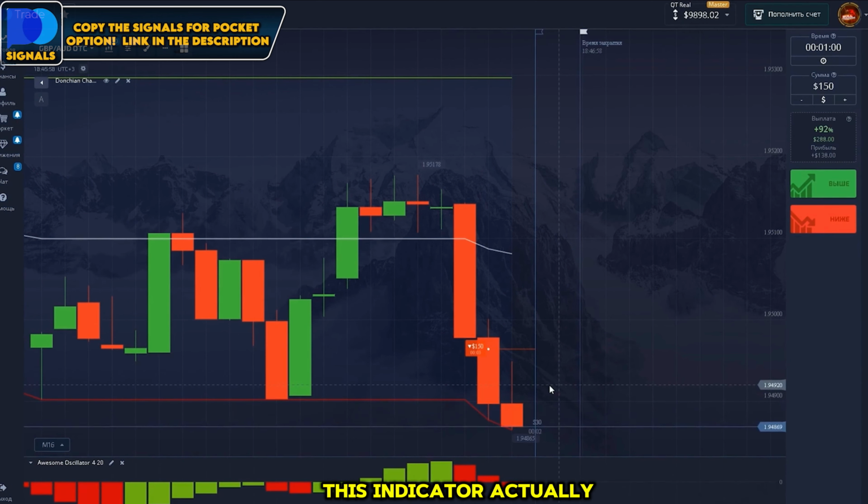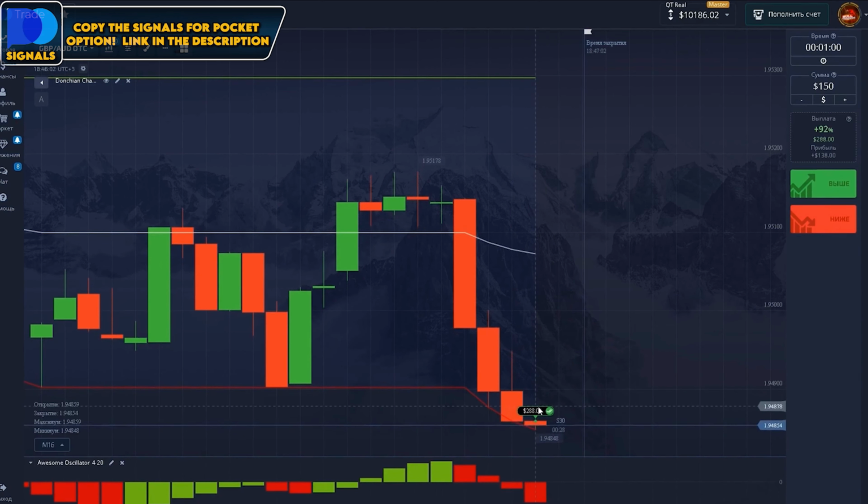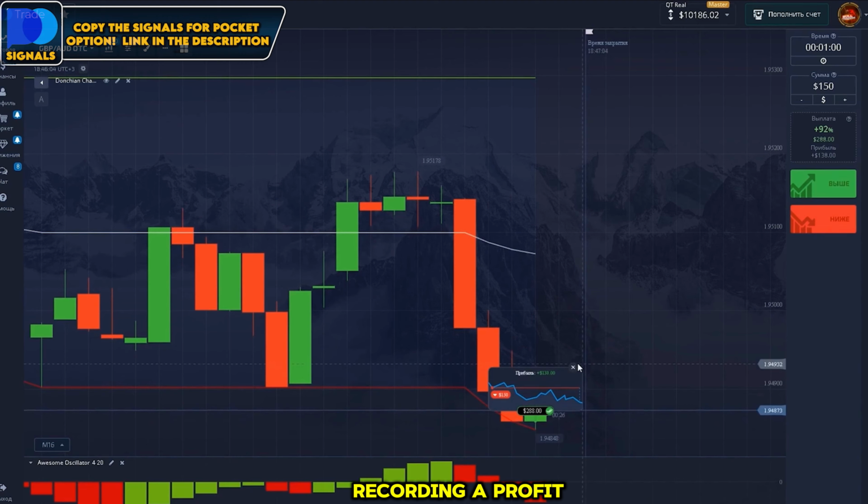This indicator actually provides good performance if you open trades according to certain rules. As we can see, we are recording a profit here.